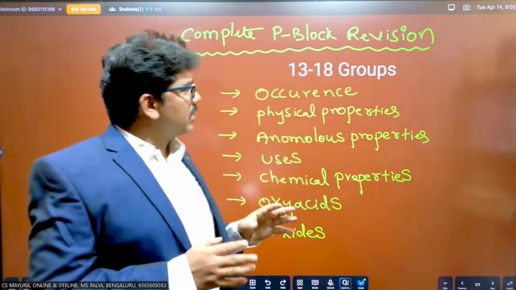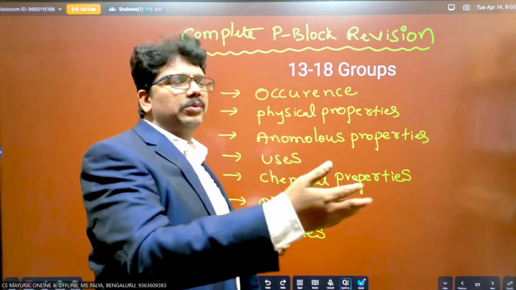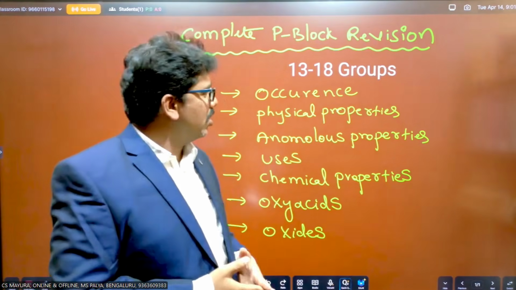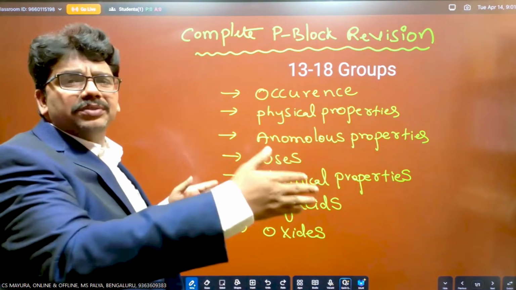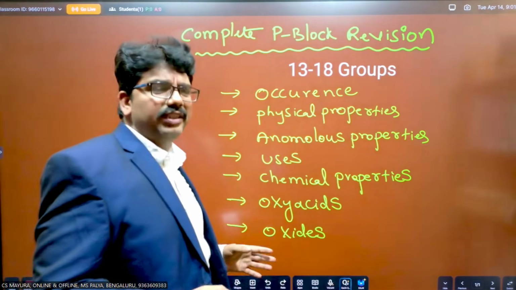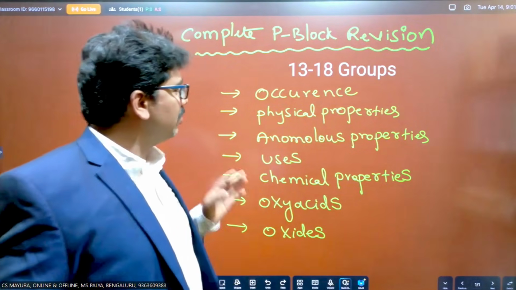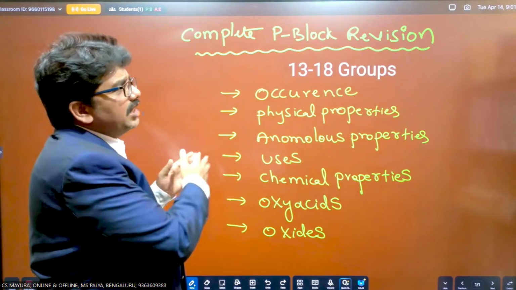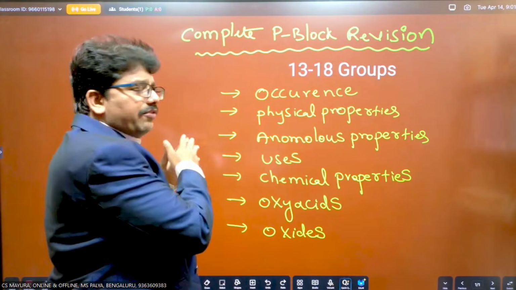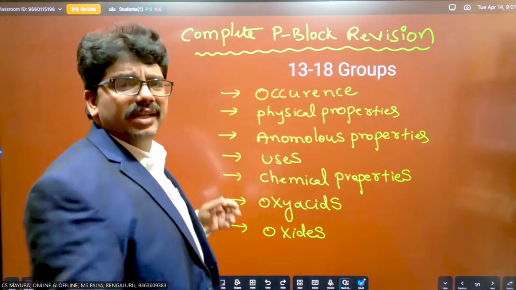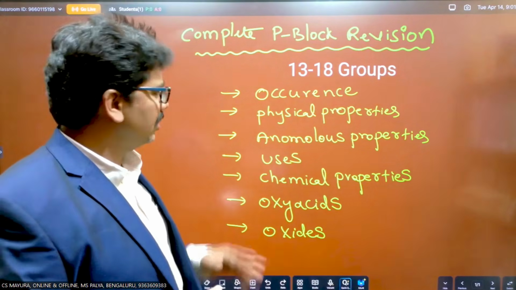So don't study P block 13 group separately, 14 group separately, 15 group separately, like that. If you study all properties of 13 to 18 groups simultaneously, it is very easy to remember and very easy to answer those questions. For example, occurrence of 13 to 18 group elements simultaneously and physical properties of all 13 to 18 groups simultaneously, if you study, easily you will remember, easily you will understand those concepts, right?